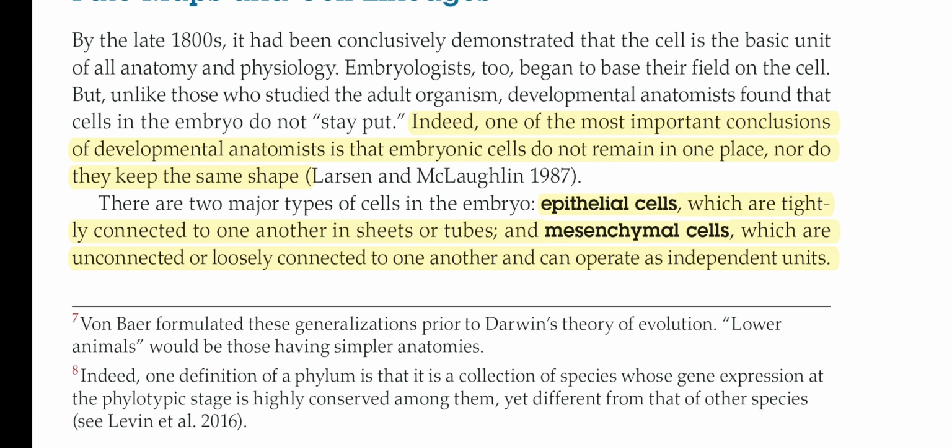There are two major types of cells in the embryo: the epithelial cells, which are tightly connected to one another in sheets or tubes, and your mesenchymal cells, which are unconnected or loosely connected to one another and can operate as independent units.